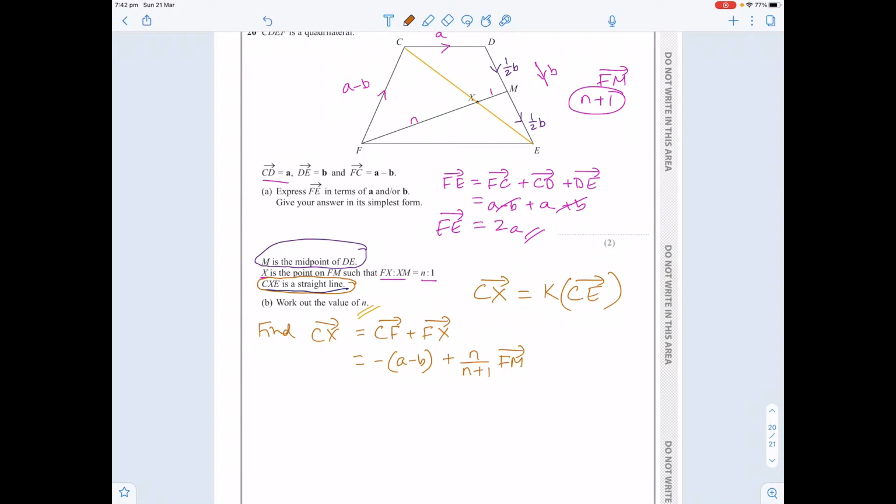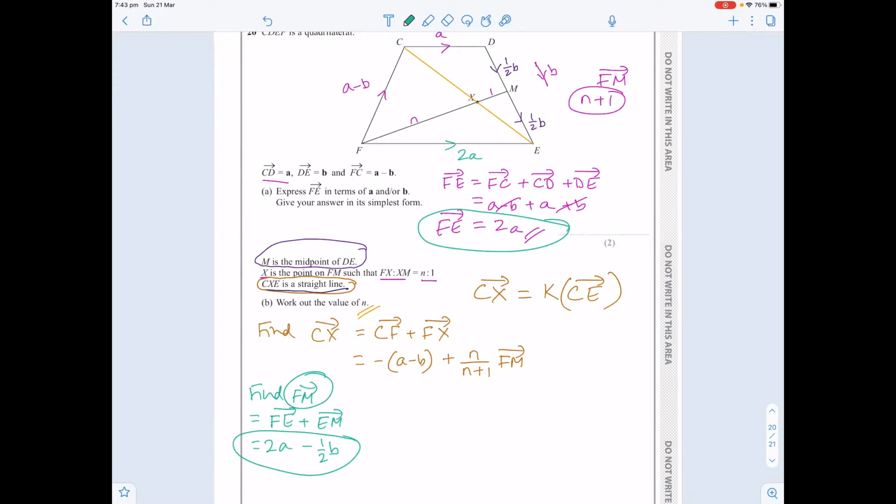Okay, so we'll now find FM, and we will use FE plus EM. Now FE was given to us, or we found it earlier on in the question. This is FE. So we can add this to our diagram now, 2A. So FE here will be 2A plus EM. Now EM is going backwards from this half B. Okay, from this half B, it's going backwards. So that will be minus a half B. And that will give us FM.